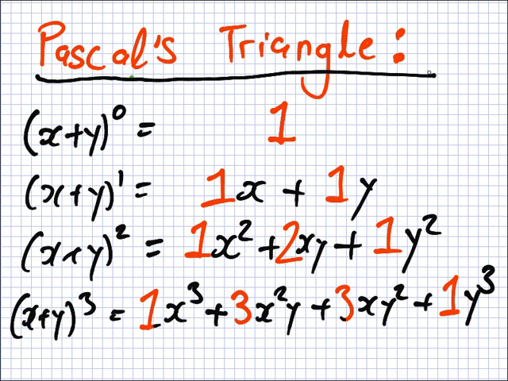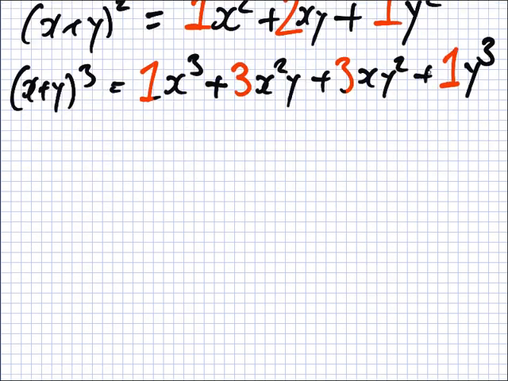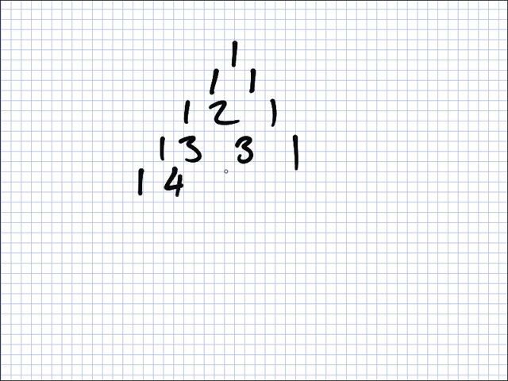Okay, did you write that down? Yeah. Now let me copy the coefficients down. So what was the first one? It was 1, and then we had 1, 1, 1, 2, 1, 1, 3, 3, 1. Now the next one, some of you know what it's going to be. 1, 4, 6, 4, 1.